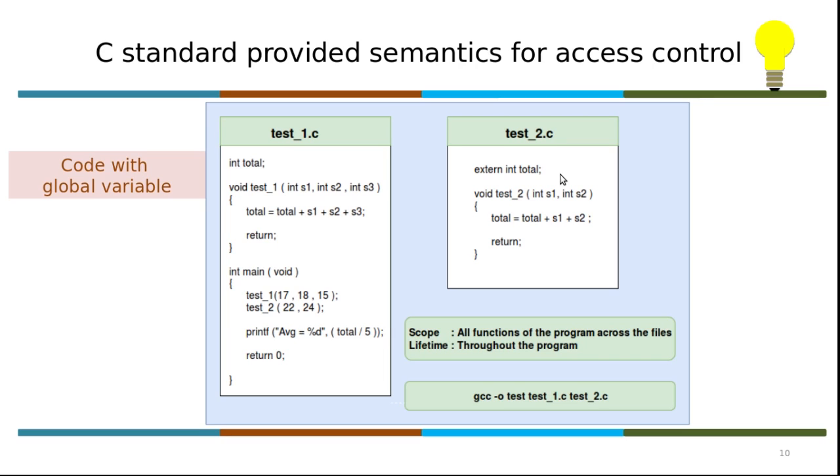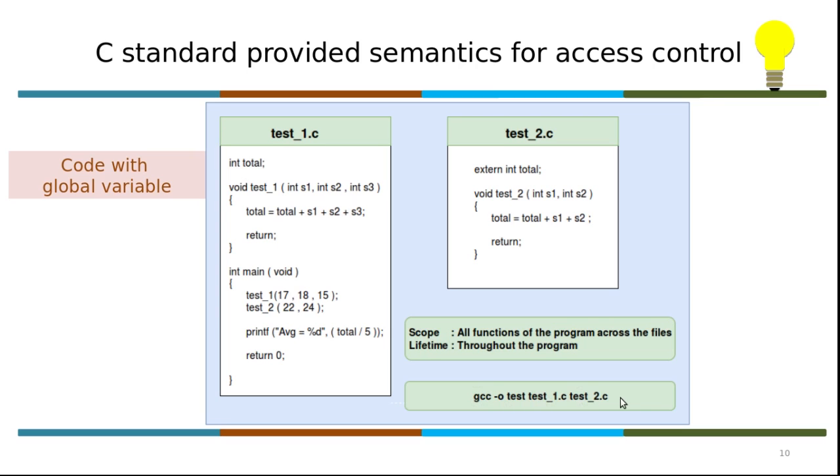Because the compiler should also allocate 4 bytes in the compiled object file, or a relocatable object file, right? This is how it is built. This is gcc -o test being the executable, from test1.c and test_2.c, right?